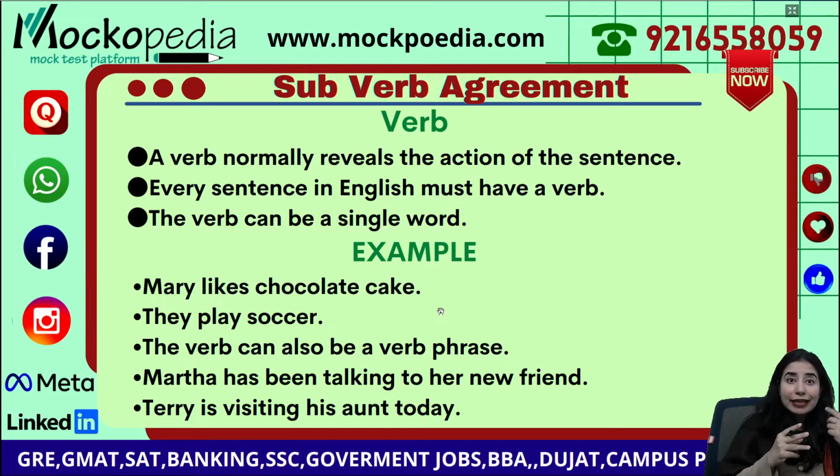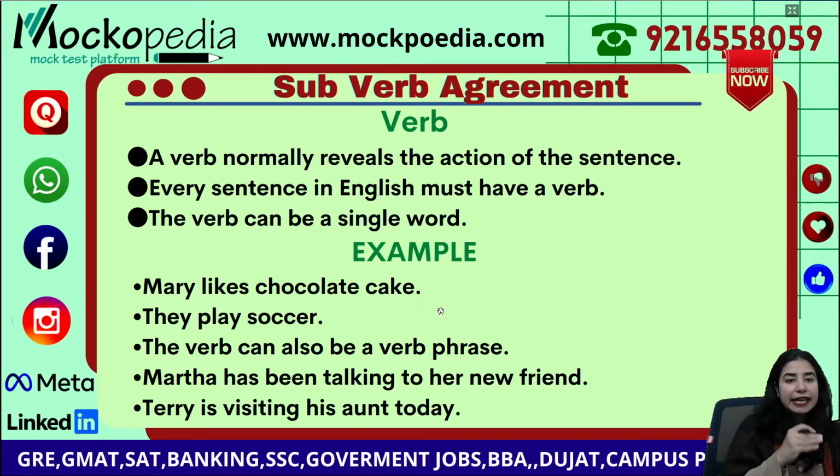Take a look at the next statement. Martha has been talking to her new friend. So consider this phrase, has been talking, right? So talk is the action and has been talking is the entire phrase. Verb phrases tell you about the tenses. So that tells you about the actions. We will discuss tenses in detail later.